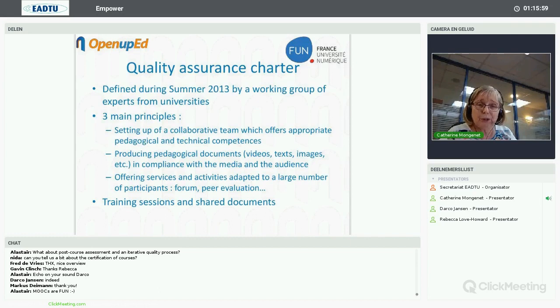In the summer of 2013, we had a group of French experts, French teachers, experts in instructional design who worked with us. So we wrote down a quality charter that each university, each school, each partner who is providing a course on the platform has to follow. There are three main principles in this quality charter. The first one is that you have to have a good team to create your course.